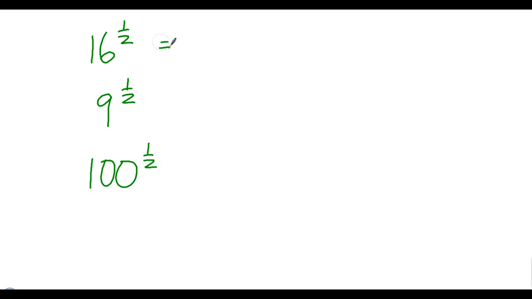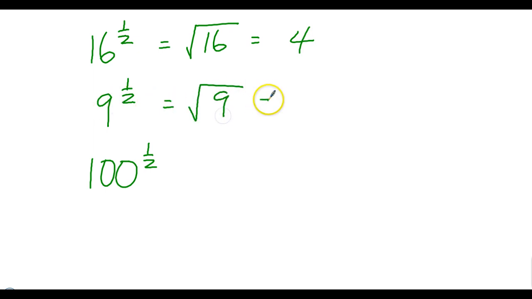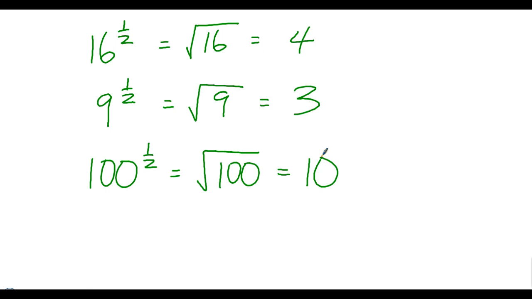All right, well, hopefully you looked at this and you said, okay, this means the square root of 16. Well, the square root of 16 is going to be 4, okay? And then 9 to the 1/2 is going to be the square root of 9. So what is that? Then I'm going to have 3, okay? And then what is 100 to the 1/2 power? Okay, it's the same as the square root of 100, and then I'm going to get 10.